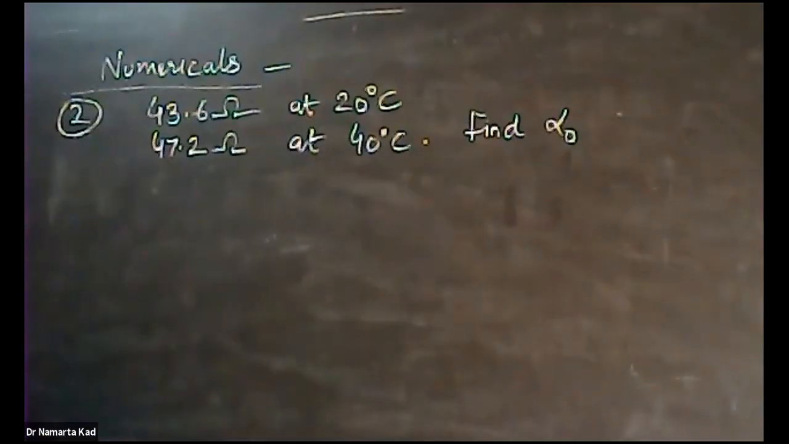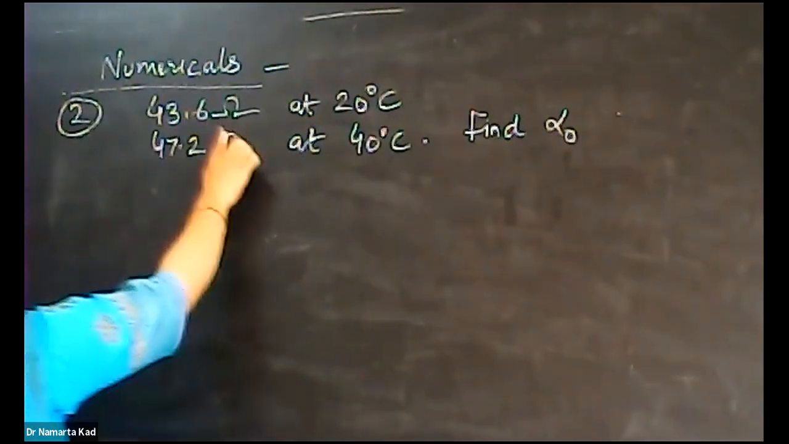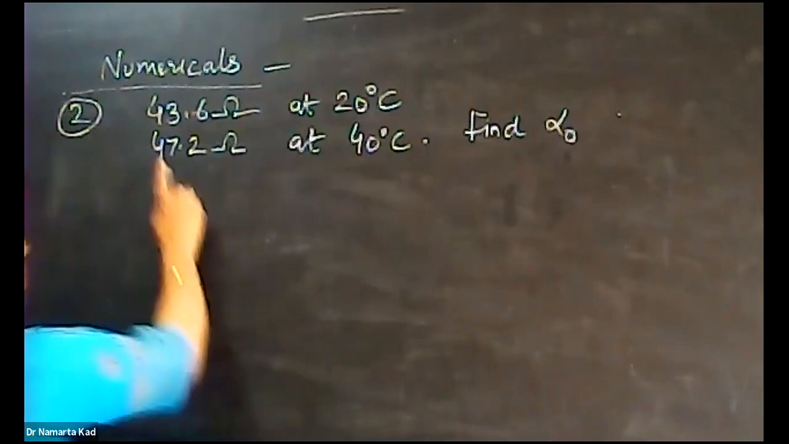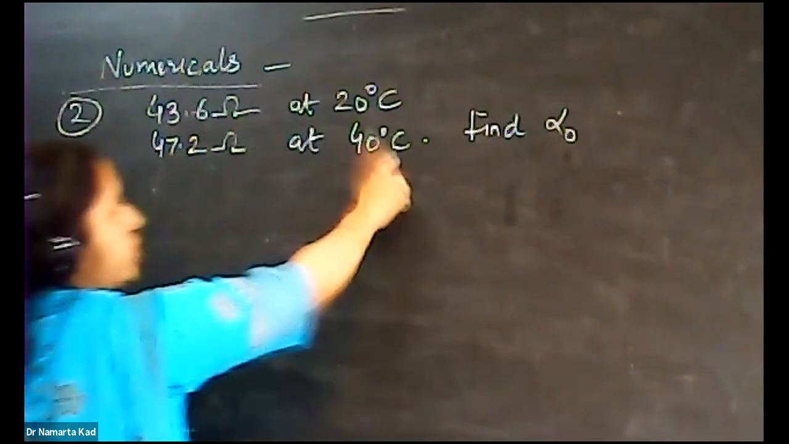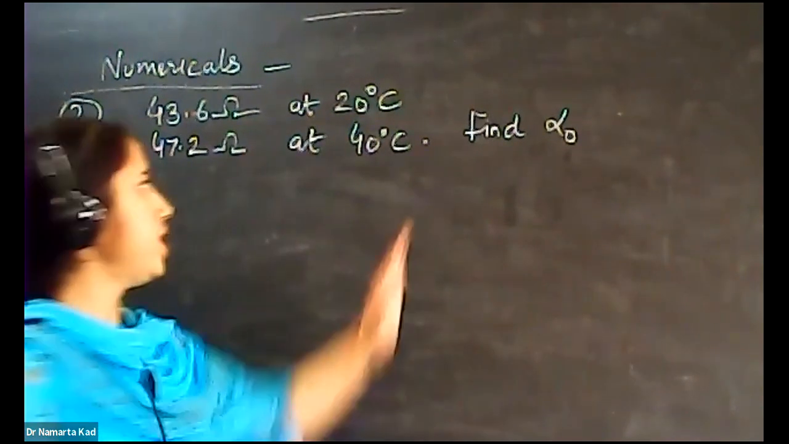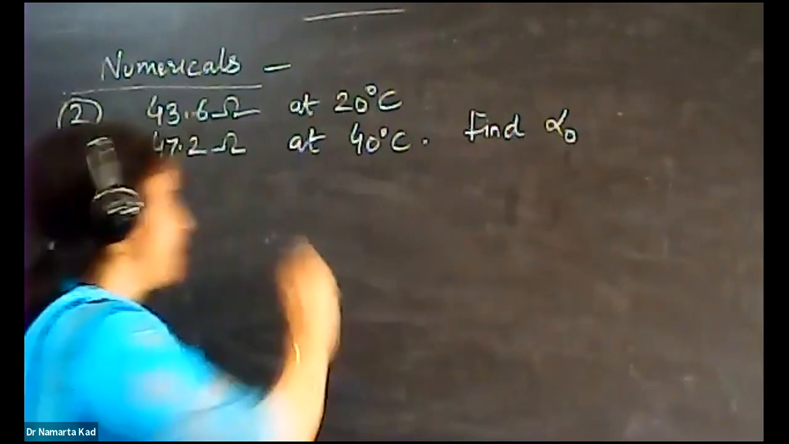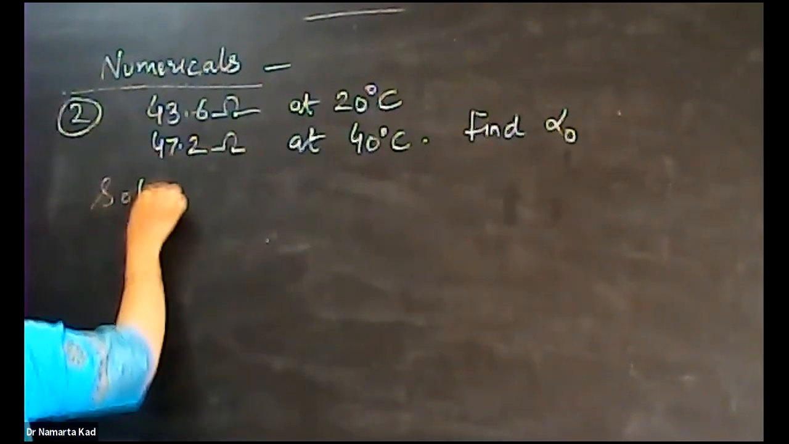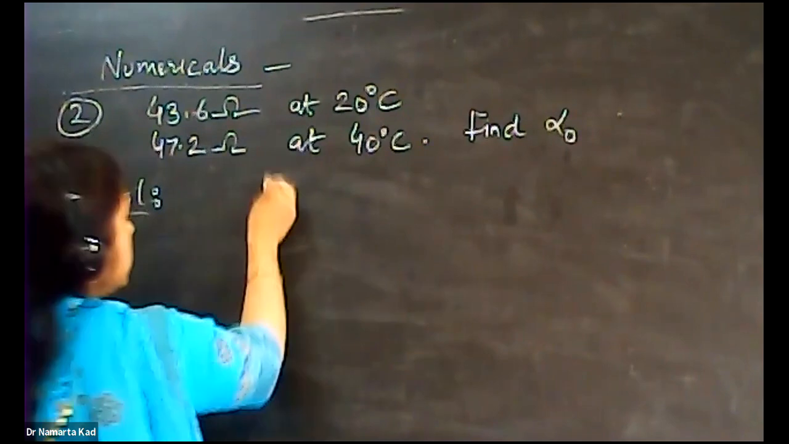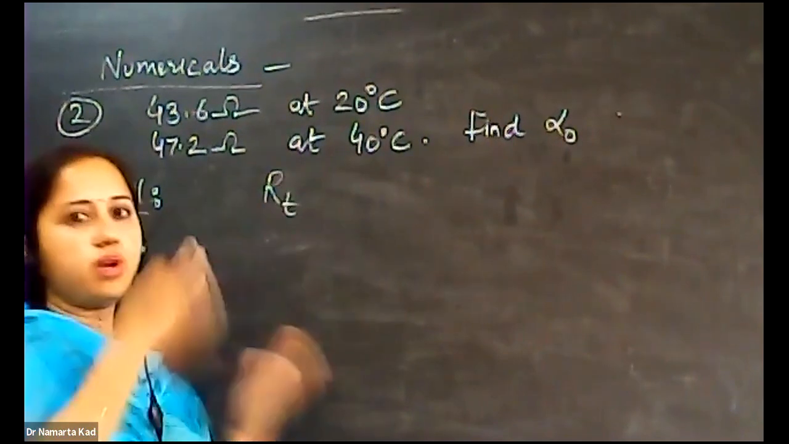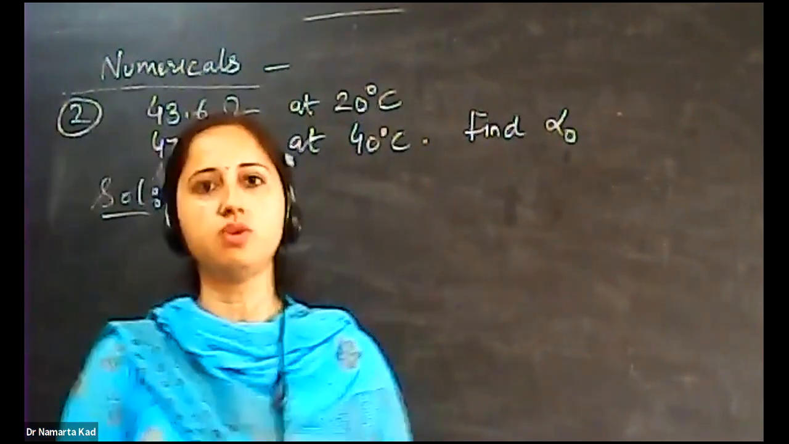Okay, for this next numerical, it is given that 43.6 ohms at 20 degrees C and 47.2 ohms at 40 degrees C. Okay, and you have to find out alpha naught, and for its solution you have to use the formula, that is RT, which is the basic formula as per the definition, we will use that.